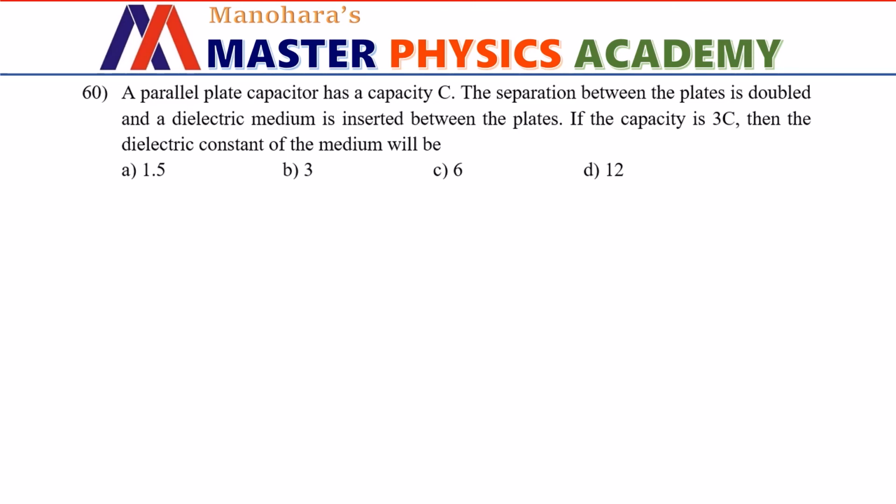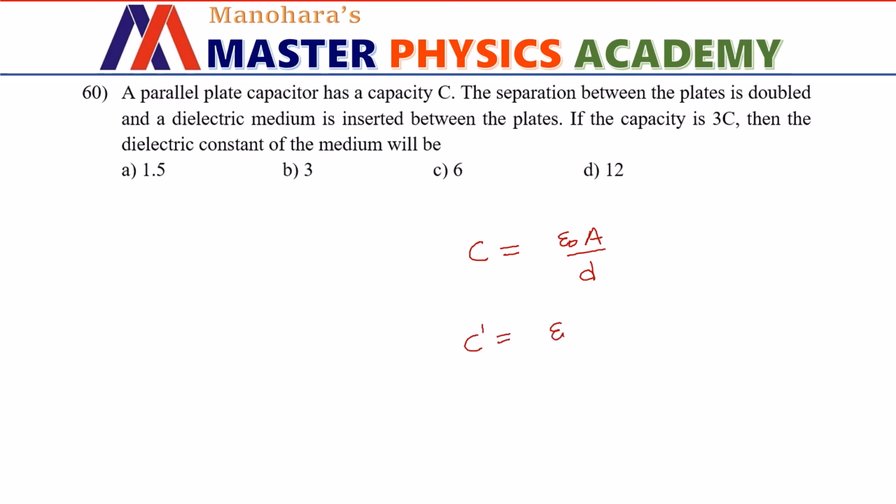A parallel plate capacitor has a capacity C. The separation between the plates is doubled and a dielectric medium is inserted between the plates. If the capacity is 3C, then the dielectric constant of the medium will be. Here the initial capacitance is C and let me write the expression for it, epsilon naught A divided by D. Now the final capacitance is C dash.